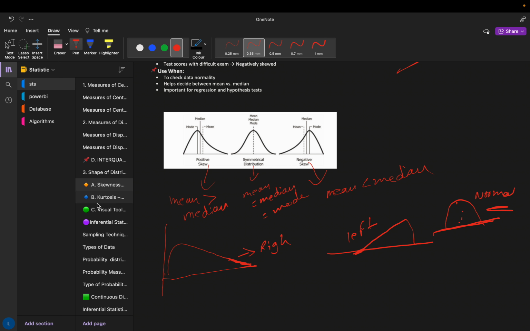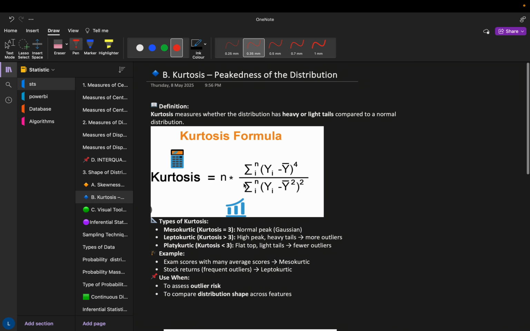Okay. Now let's move toward kurtosis. Kurtosis is simply the measurement of tailness, meaning how heavy or light the tail is in the distribution. All right. Kurtosis is the fourth statistical moment.